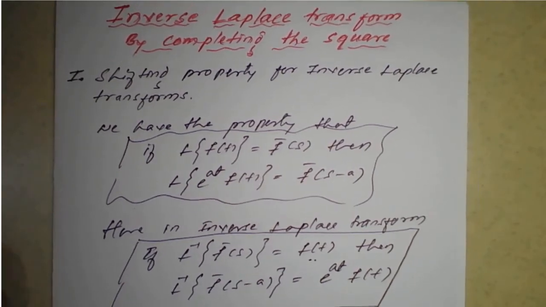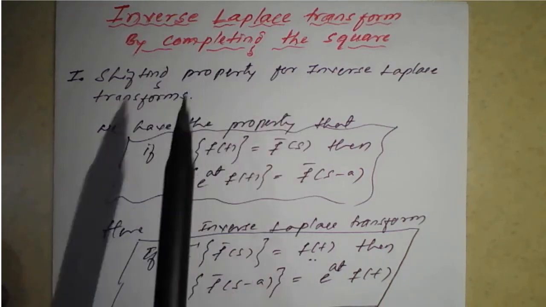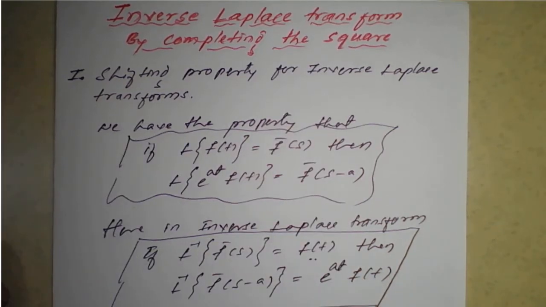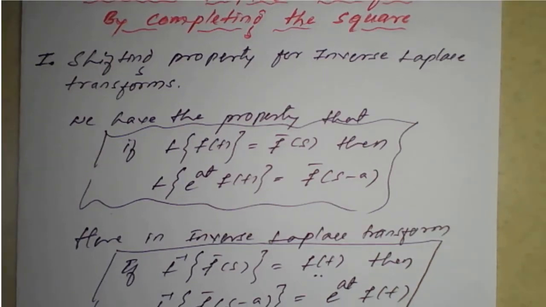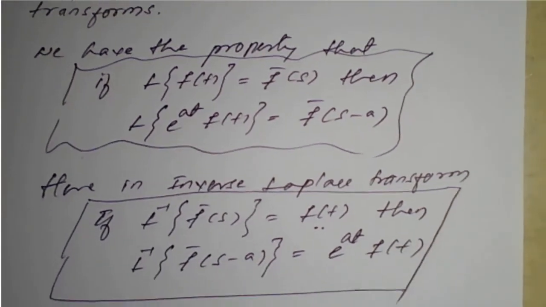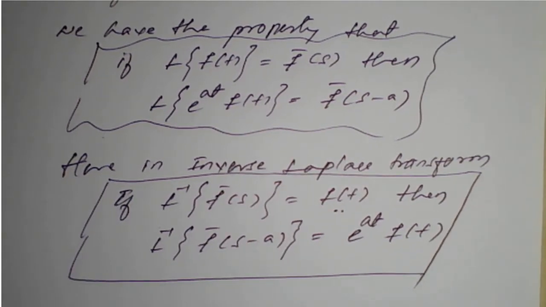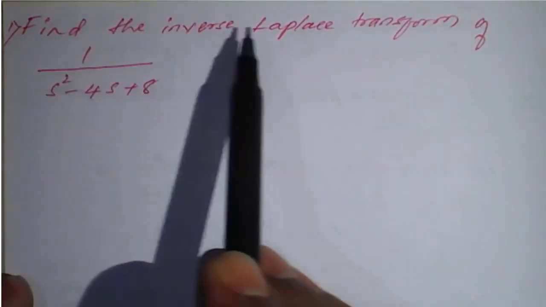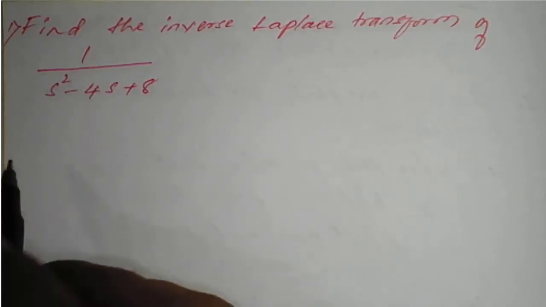So you just observe here. These examples we are using for completing the square. If the given thing is not a complete square, at that time we'll use this concept and apply the inverse Laplace transform, then we'll reach the final conclusion. So we'll see the examples based on completing the square using inverse Laplace transform. Find the inverse Laplace transform of 1 upon s square minus 4s plus 8. You just see the question here.